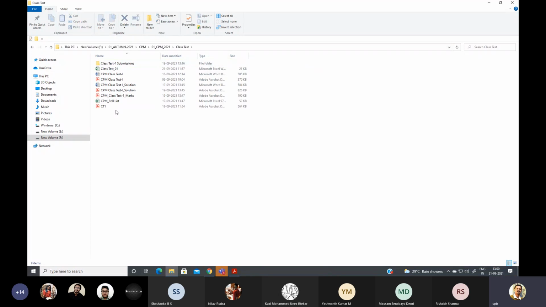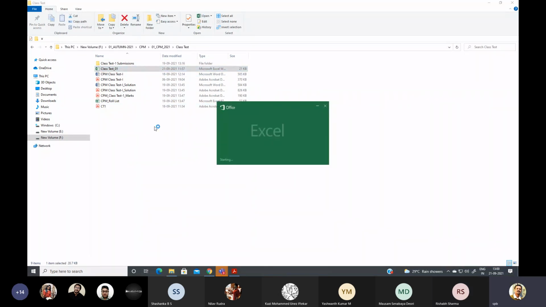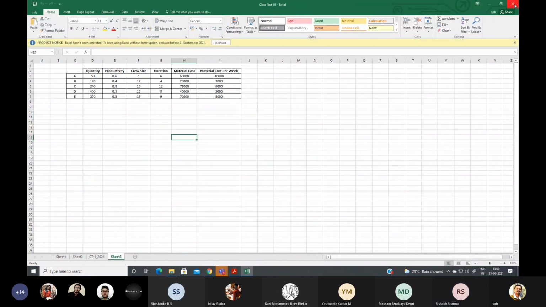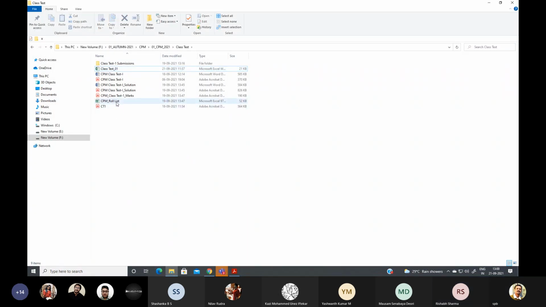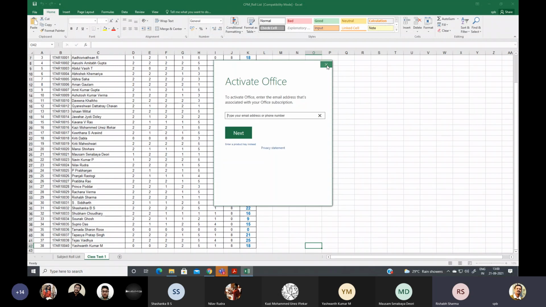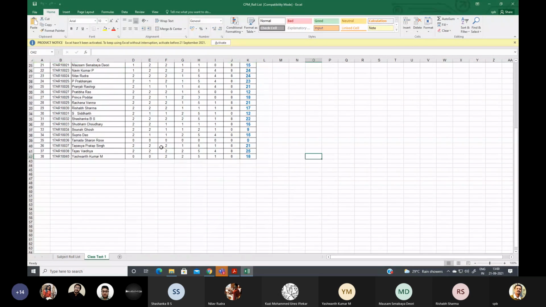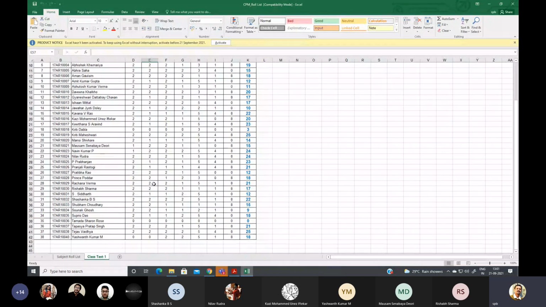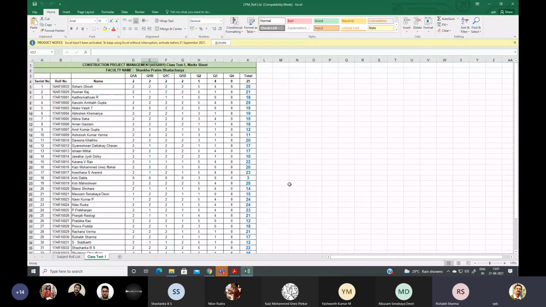What is your class strength? Let me check. Can we form groups on our own? What is your class strength? 38. 38, meaning 36, so 9 groups, and those two groups will be having 5 members. We make 2 groups with 5 members.